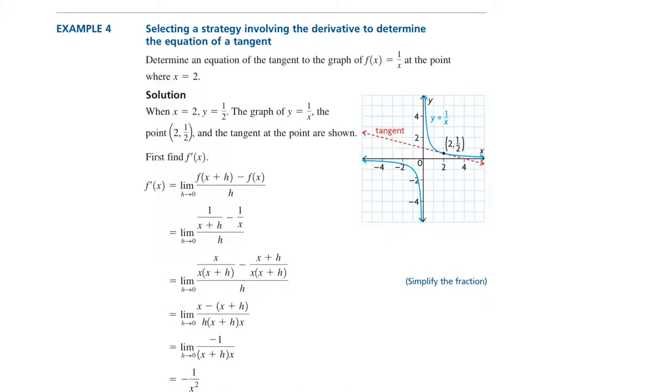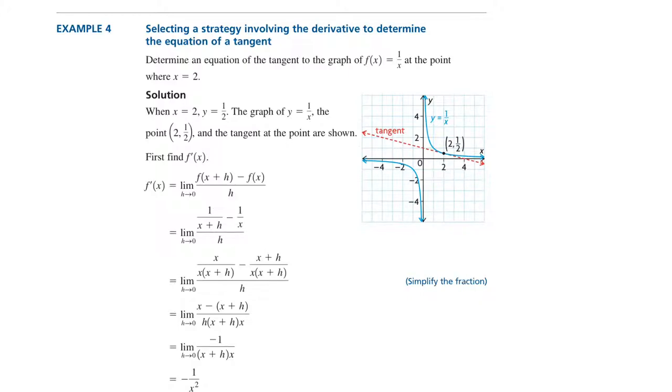Next example, determine the equation of the tangent line to the graph of f of x equals 1 over x at the point x equals 2. We find the derivative, f prime of x equals the limit of f of x plus h minus f of x over h as h approaches 0, the definition of derivative. F of x plus h is 1 over x plus h. Therefore, f prime of x is the limit of 1 over x plus h minus 1 over x, over h, as h approaches 0.